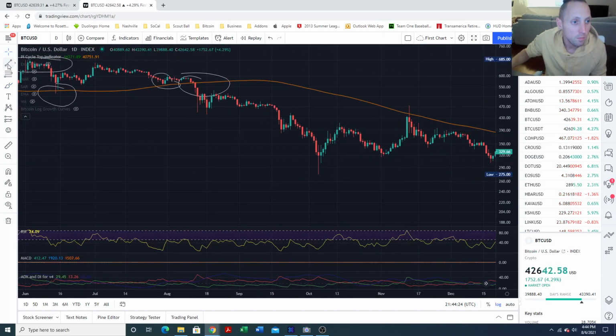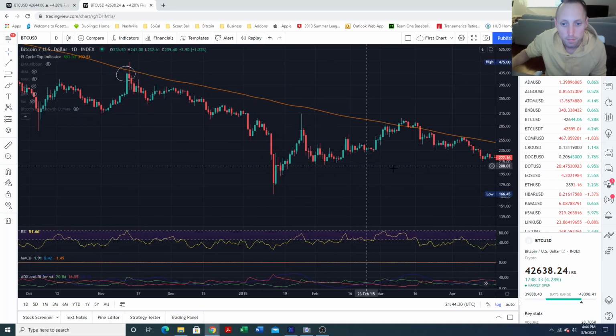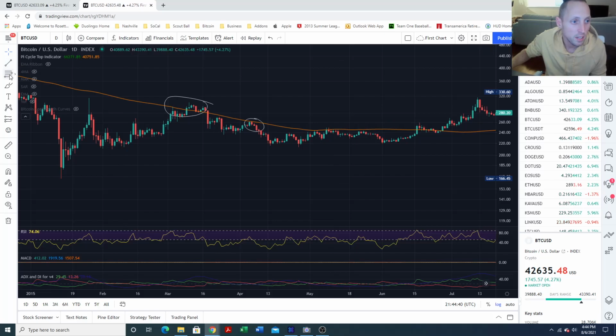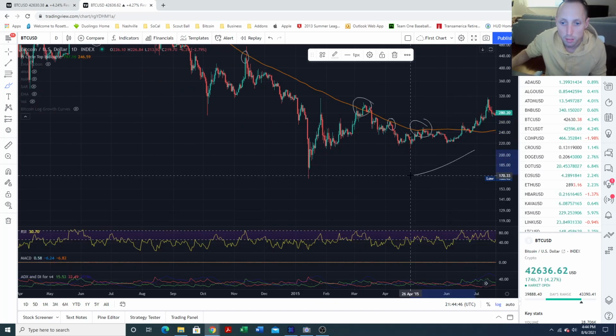Came on down, hit its head. Tested it here, didn't get through. Tested it here, didn't get through. Tested it here, didn't get through. This is all in a downtrend. Finally, it was able to break through.